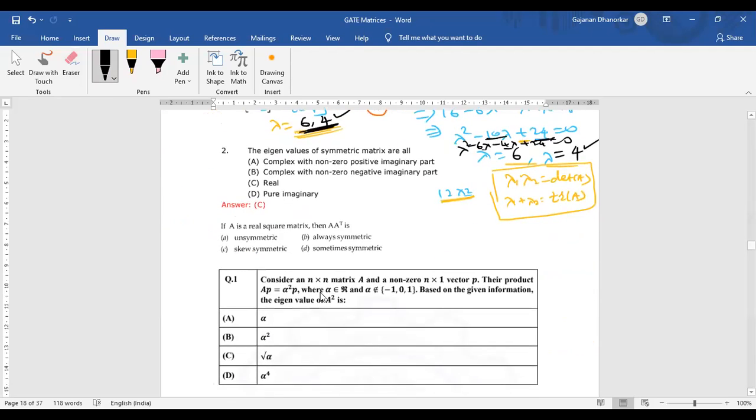Now second, eigenvalues of a symmetric matrix. Now remember this: if our matrix is symmetric, then surely the eigenvalues are real. This is the property. If the matrix is symmetric, then the eigenvalues are real.